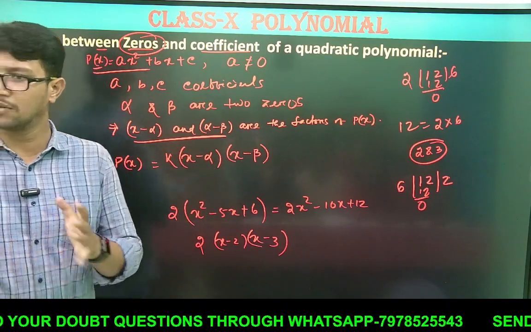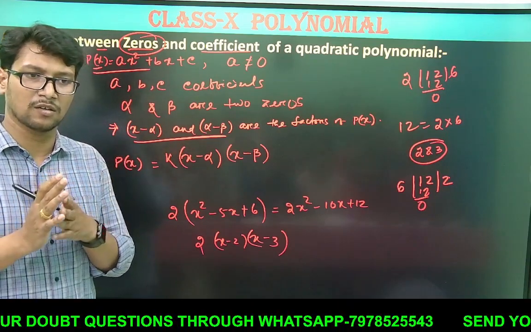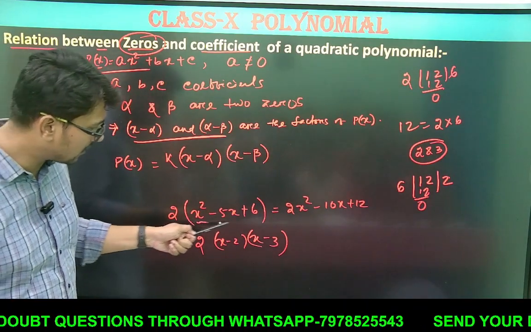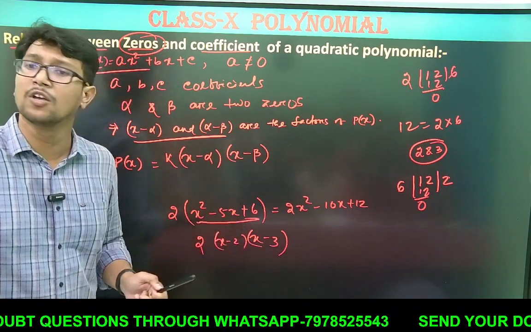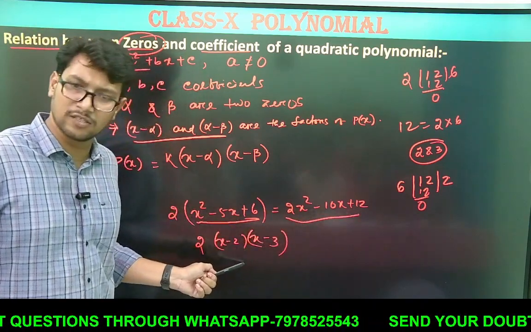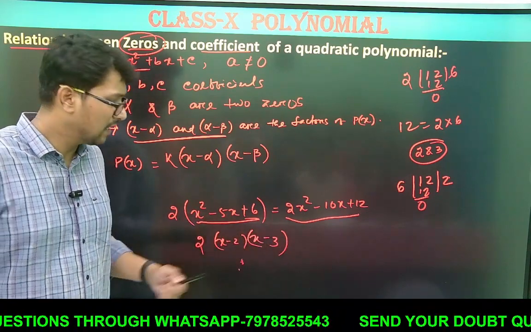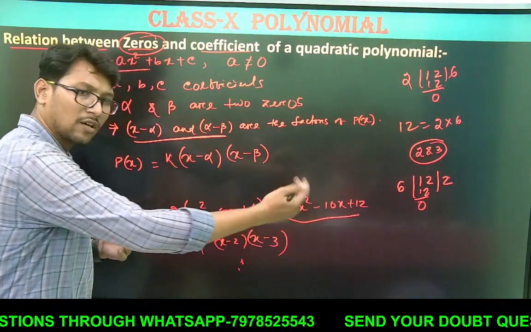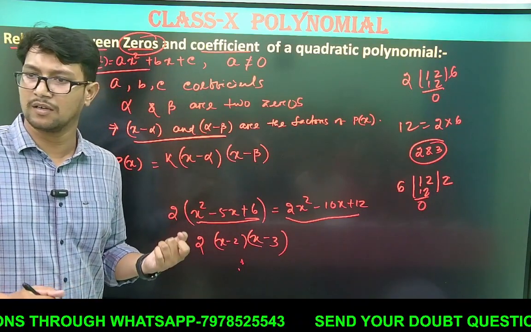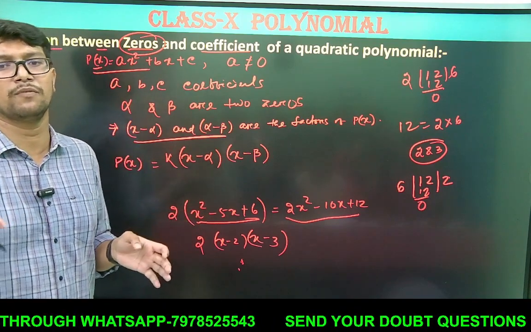Everyone, am I clear? Why have I multiplied k? Everybody clear or not? So I have taken k, so that not only 2 and 3 are the zeros of this one, but also of this one. If I am multiplying by 3, whatever the result will come, the zeros are also 2 and 3. Understand? Zeros are not affected if a constant has been multiplied with the polynomial.